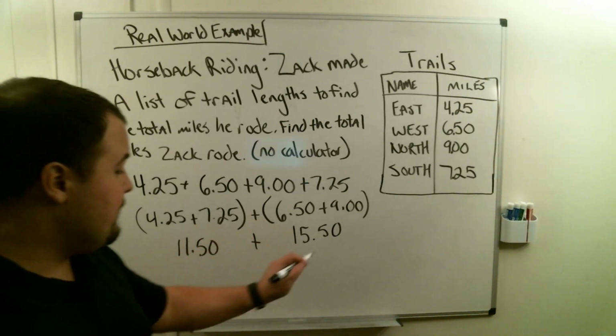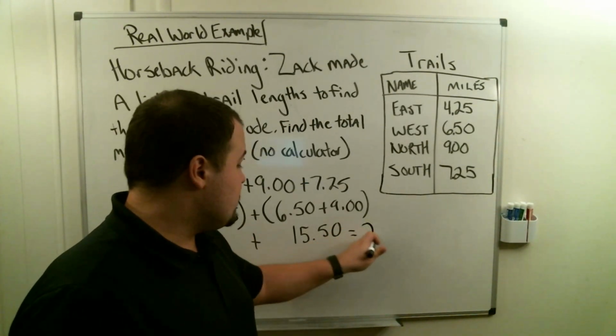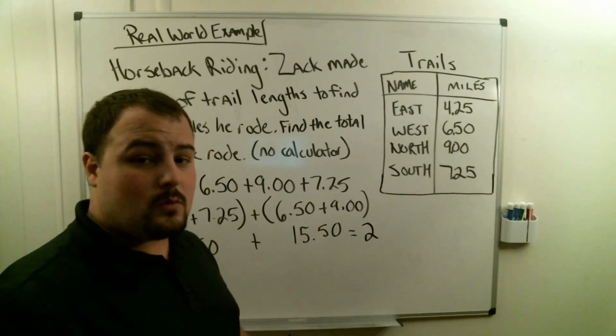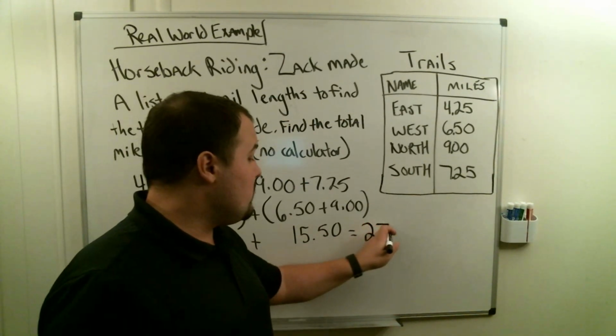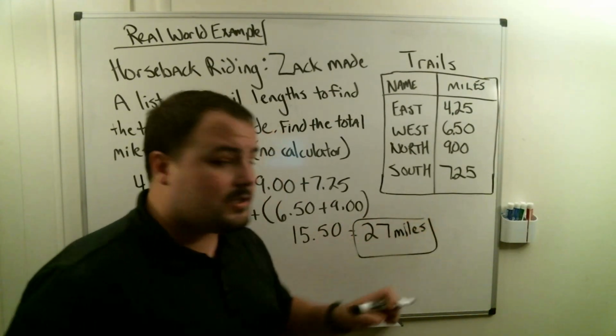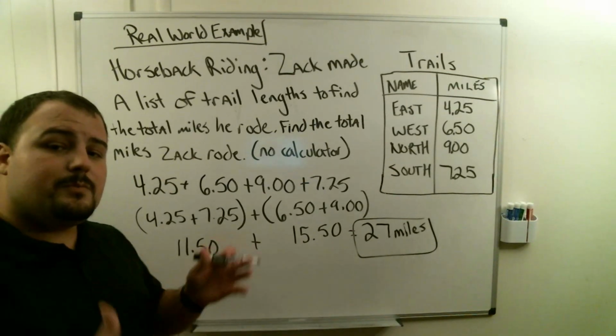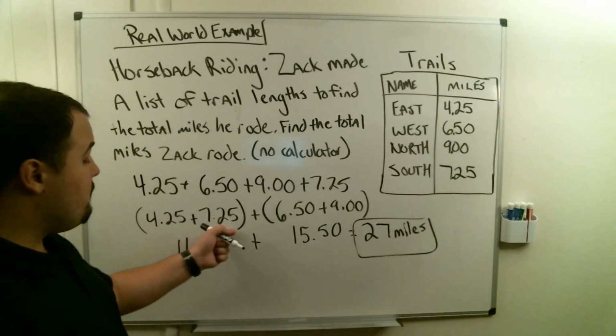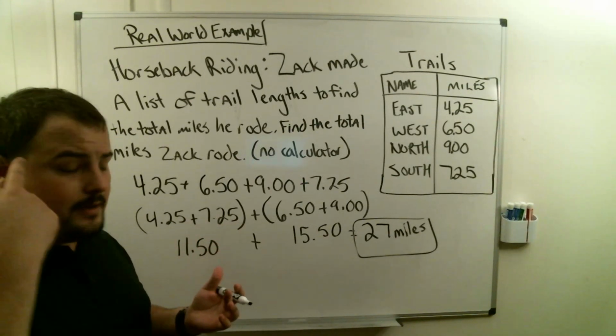Well, 11 plus 15, that equals 26, but I have 50 and 50, so that's going to make one whole, which is going to bring me to 27 miles total. And notice I didn't use a calculator. What I did was the commutative property. I added numbers that were compatible together because they work well together and they're easy to do in my head.